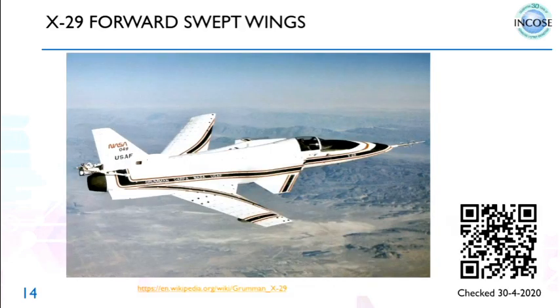So we have these forward swept wings. Okay, the X-29. Absolutely new concept. Everywhere you see aircraft with wings swept backwards, but this is the other way around, and an absolutely unstable aircraft, and it can only fly because of flight controls. Okay.